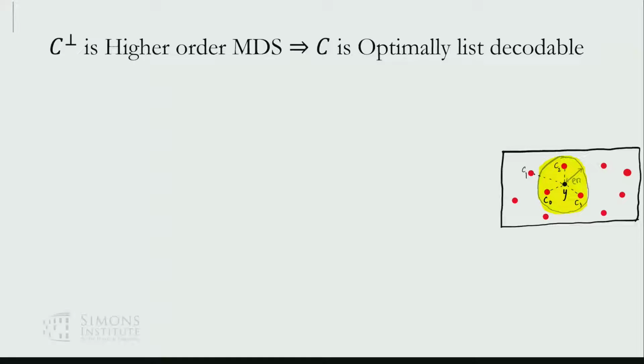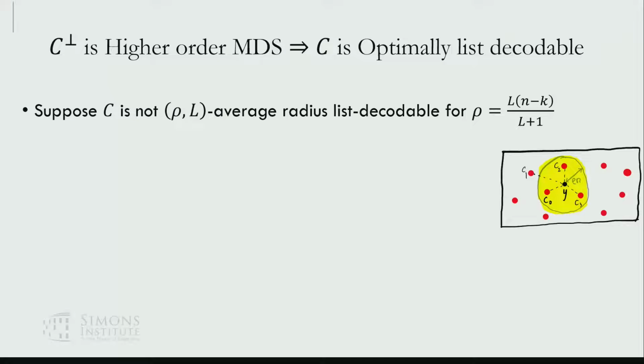So okay, this is the main thing. Let me give a brief proof. I showed you ZZP and higher order MDS are equivalent. Now I need to show that list decodability and higher order MDS are also equivalent. So I want to show the contrapositive.